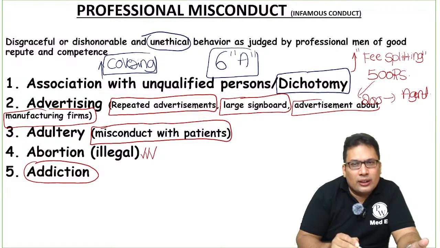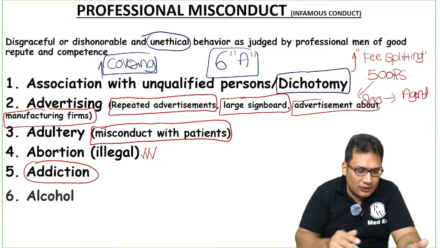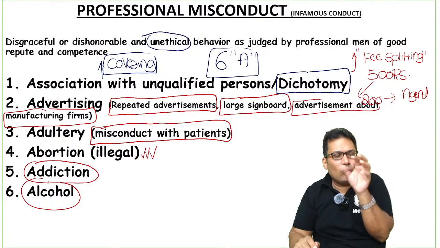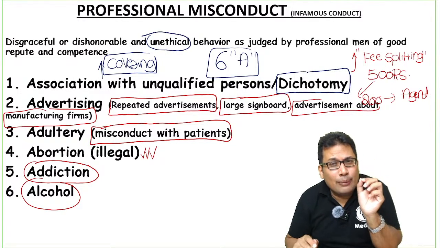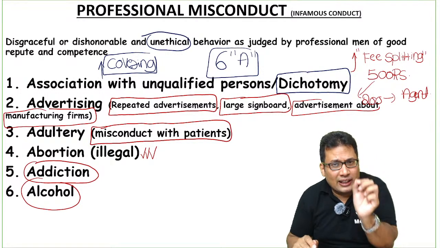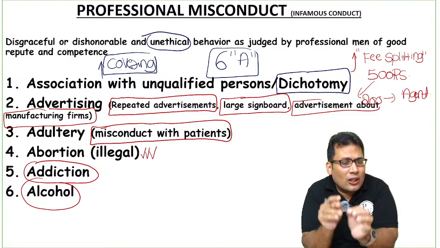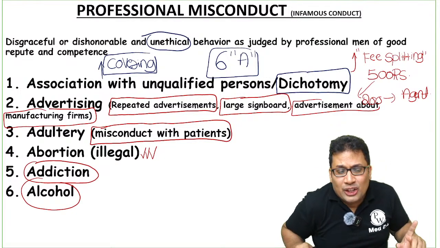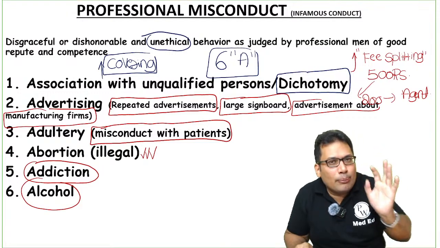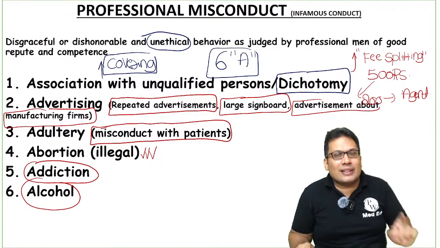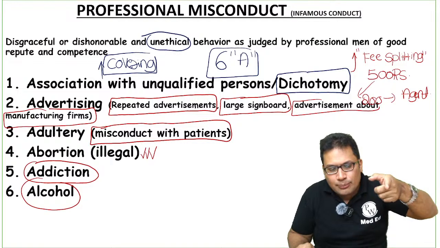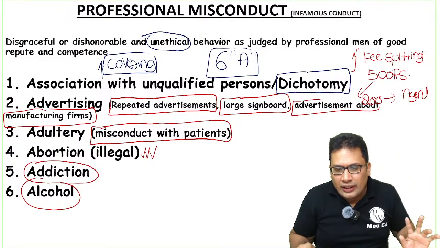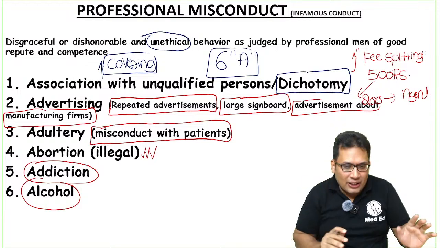It can be alcohol, it can be drug addiction. So alcohol, yes. So in exam, when question asked, what do you mean by professional misconduct, you need to write like this: disgraceful, dishonorable conduct of a doctor decided by professional men of good reputation and competence. It can be remembered with the help of 6 A's. What are 6 A's? A for association, A for advertisement, A for adultery, A for abortion, A for addiction, A for alcohol. Okay, so this is about the professional misconduct.